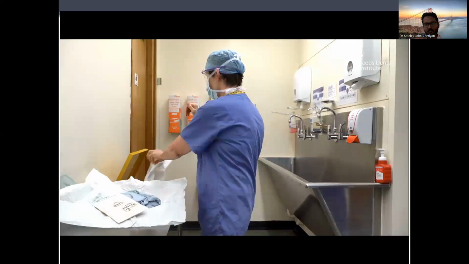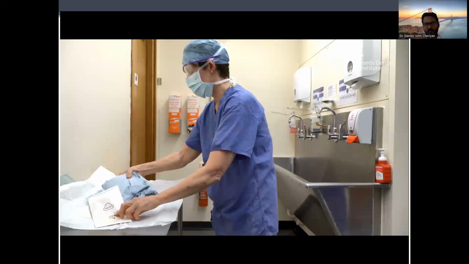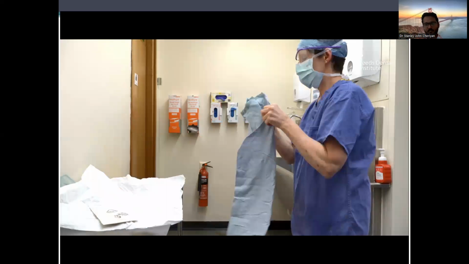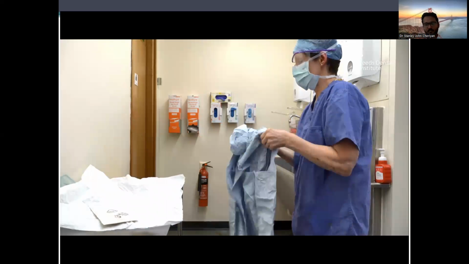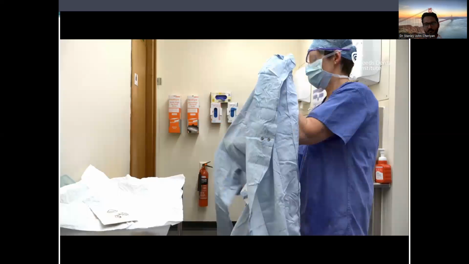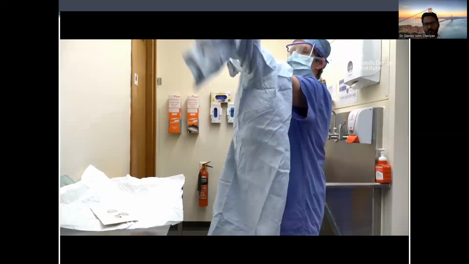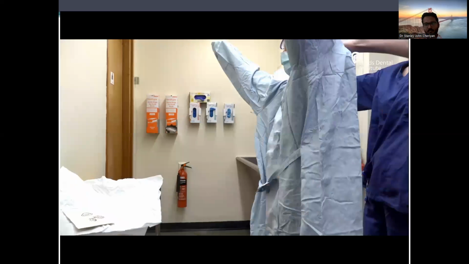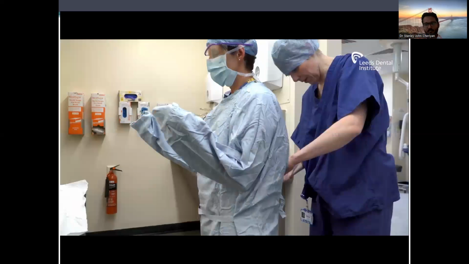Pick up the gown from the inside surface and locate the armholes. Slide your arms into the armholes, having stepped away from the trolley to avoid contamination. Your assistant will need to tie the gown at the back. You are then ready to place your gloves.